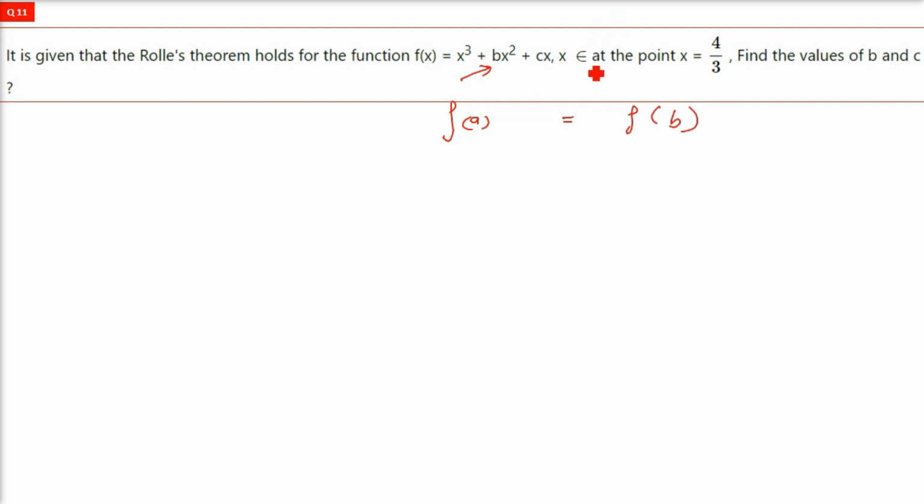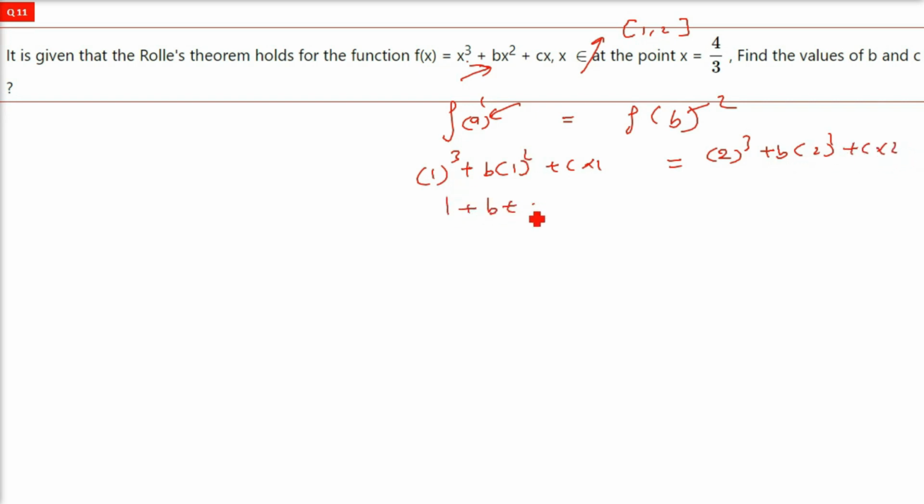f(a) equals f(b), then only we'll get one condition. Then there is another condition when we put f dash x equals 0. These two conditions will give us two equations, and solving those two equations will give you b and c. So I'm putting 1 and 2, actually the domain is 1 and 2 here. I'm taking 1 for a, that is in place of x I'm putting 1, and in place of x I'm putting 2. f(a) equals f(b) is already said in the question. So I'm just putting 1 and 2 and trying to equate it, and finally I'm getting an equation.